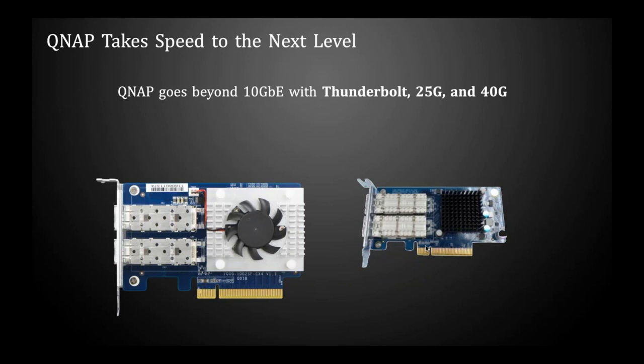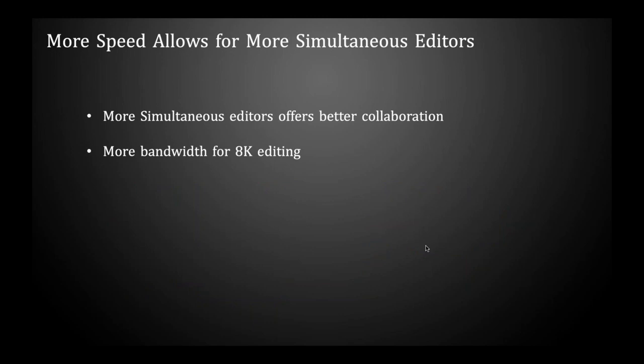But technology keeps improving, so we ought to improve with it. So we're not just going to stay at 10G, but we have 40G options, and we're about to come out with 25G as well. And what more speed can offer you is the ability to have more simultaneous editors. So some of the big, blockbuster movies out there have been very large productions. And with large productions, you might have more editors. So it can be helpful to have more simultaneous editors that can edit at once. So with more throughput, you can have even more editors at the same time.